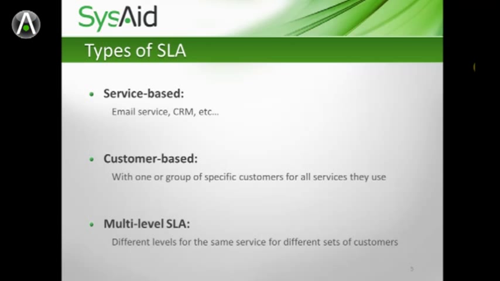The second type of SLA that I decided to focus on is customer-based. One customer or a group of specific customers will get a different SLA for all the services they are using. For example, if the CEO submits an issue inside your organization, it should be treated within 1 hour. But if a regular employee submits the same issue, he will get 4 hours of treatment. So you distinguish between the different agreements and the different service based on the customer who submits the issue.